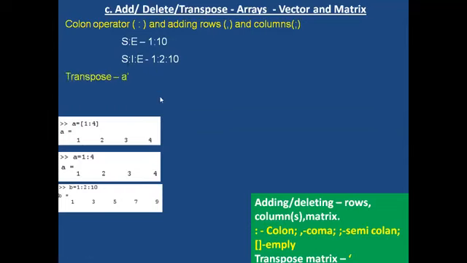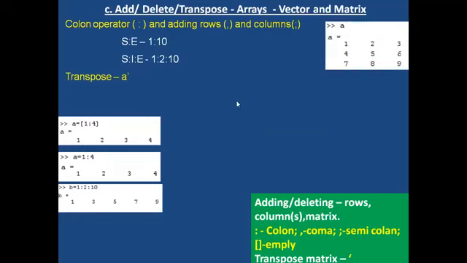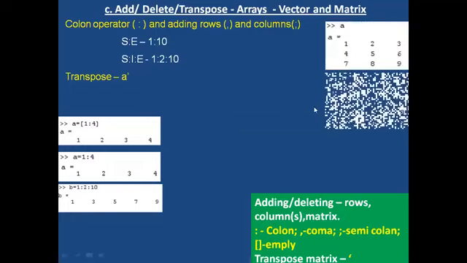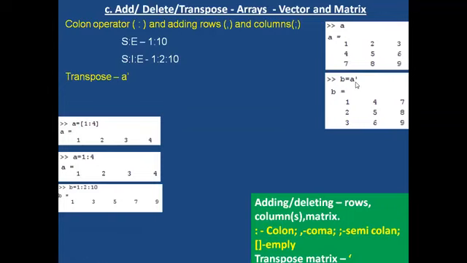And then transpose of the matrix. If you are using the dash symbol, the apostrophe symbol, then you can get the transpose of that particular matrix or array. This is A, I am using A dash, B is equivalent to A dash. So the first row is transposed into the first column, the second row is transposed to the second column, the third row into the third column. So this is transposing of a matrix.